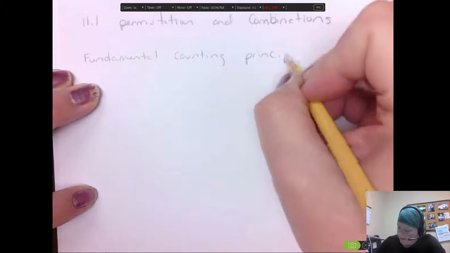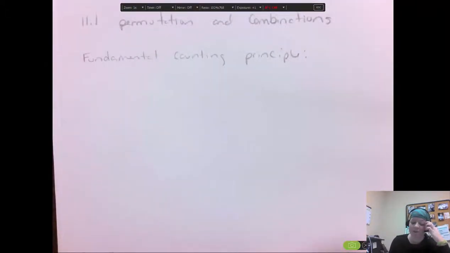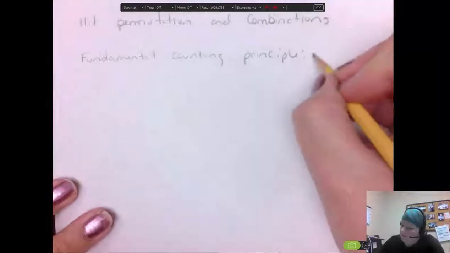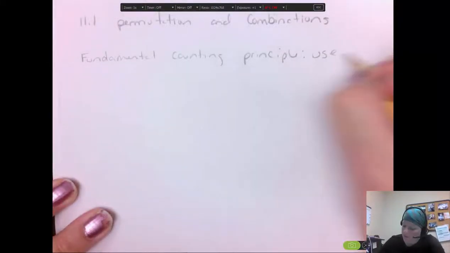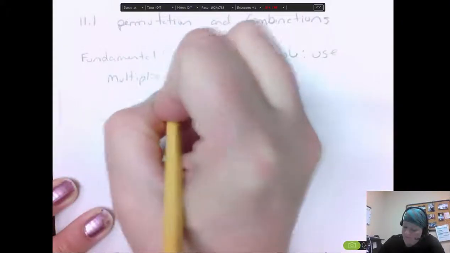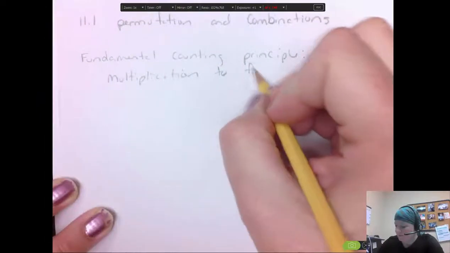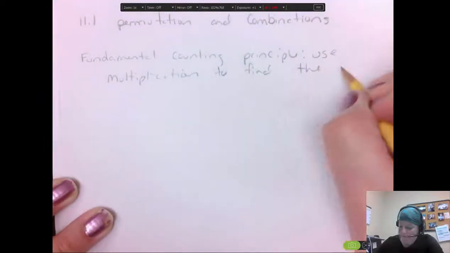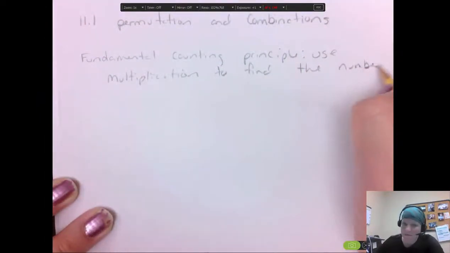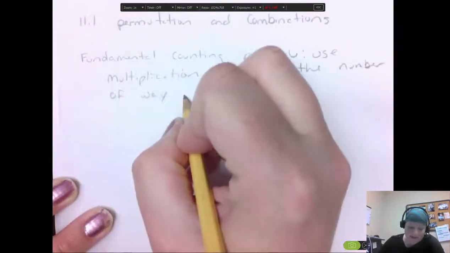All right, so the fundamental counting principle is using multiplication to find the total number of ways an event can occur. So you're going to use multiplication to find the number of ways an event can occur.